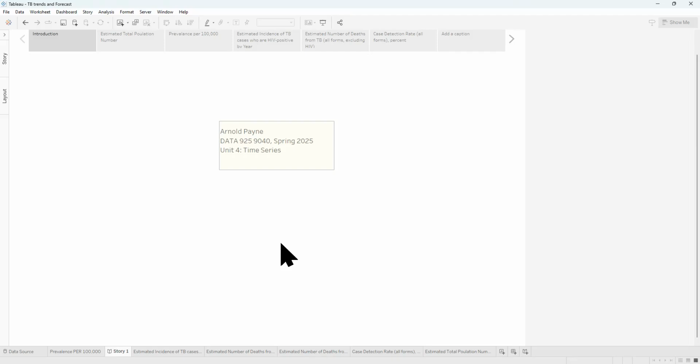I'll be presenting Unit 4 time series for Data 925, Section 904 of Spring Term 2025. For the sake of the project, I chose to use a tuberculosis, or TB, burden by country CSV file. This file was derived from the World Health Organization's reported figures and estimates of tuberculosis burden for the Global Tuberculosis Report. This report has been published since 1997.